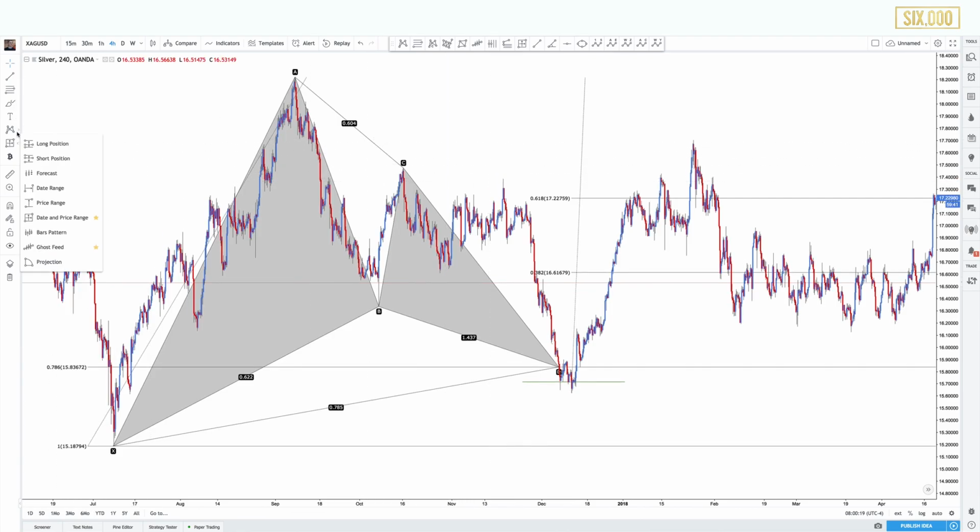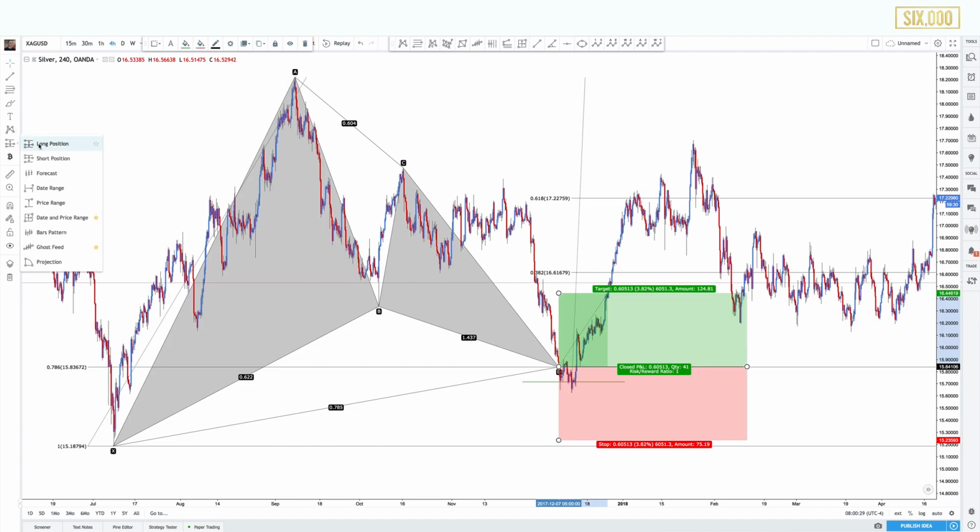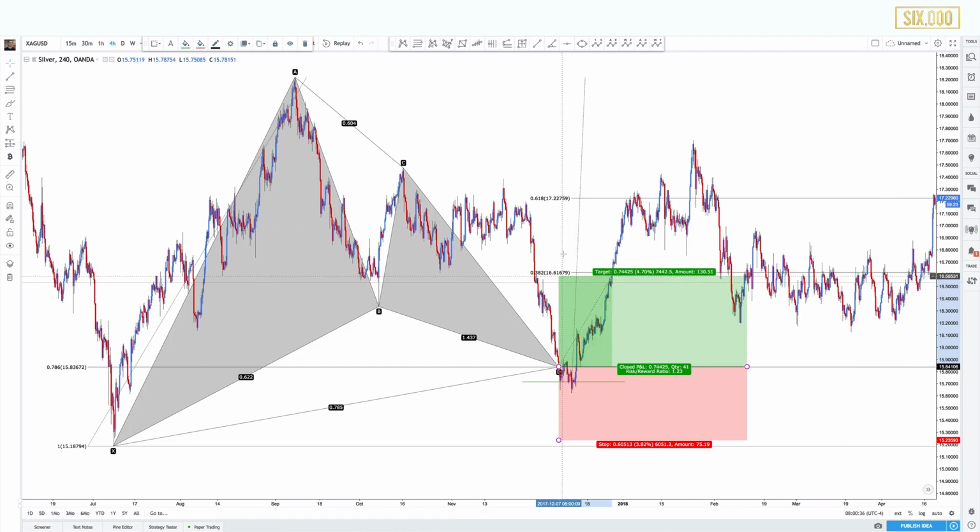If I just grab the long position tool, and this is a very handy tool that TradingView provides, the long and short position tool, just below the XABCD pattern tool, I use this quite a lot. Of course, I've explained the long position for buying, short position for selling. And it's an easy way to get an idea of your risk to reward for the position you're about to take.